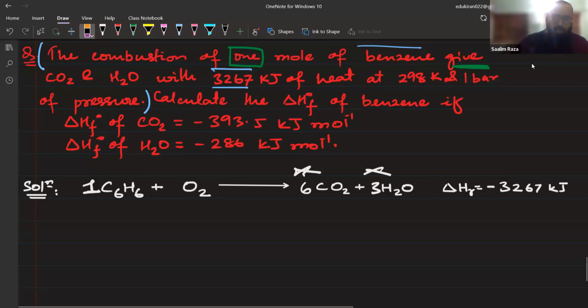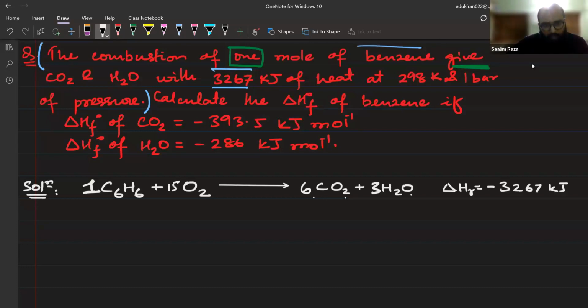अब रही बात बस ऑक्सीजन को बैलेंस करने की, so let us count the number of oxygen atoms here. 6 2 12, 12 plus 3 is equal to 15. I will write here 15 O2, यानी 15 by 2 O2। अब देखिए, is everything balanced? देखिए guys, all of you please see, is everything balanced? सब कुछ बैलेंस है? Yes.